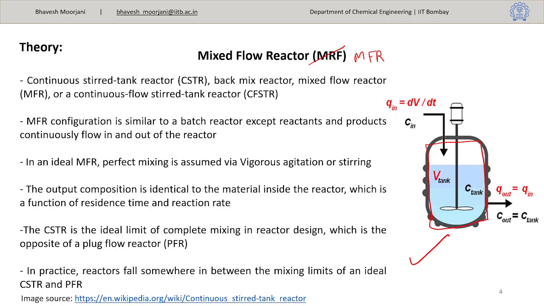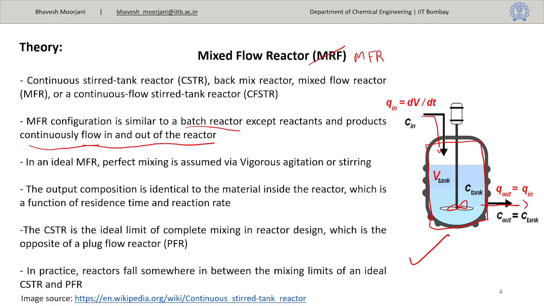You have a vessel which will act as a reactor, continuously reactant in and continuously reactant out, product plus reactant mixture, and we will provide stirring. This stirring will ensure the uniform distribution of temperature and concentration throughout the reactor. So thus MFR configuration is similar to the batch reactor, except continuous flow in and out from the reactor happens.